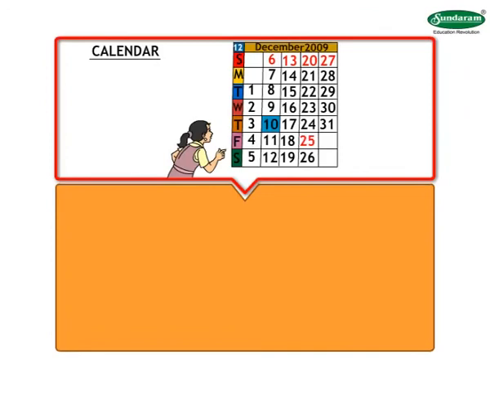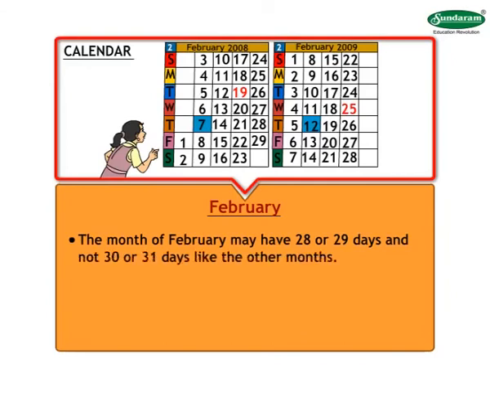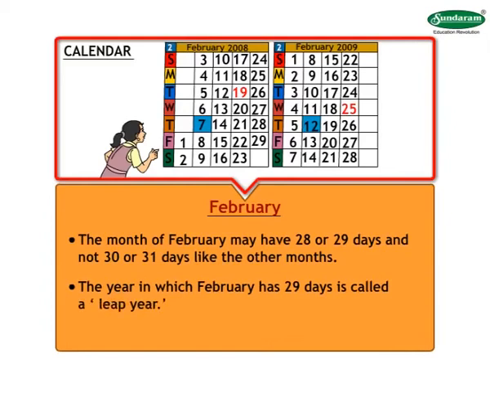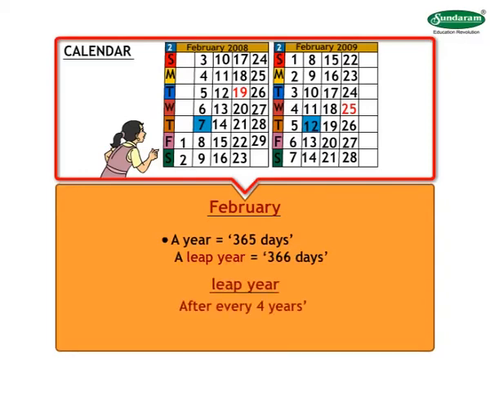Students, there is a very important thing to remember regarding the month of February. The month of February may have 28 or 29 days and not 30 or 31 days like the other months. The year in which February has 29 days is called a leap year. Thus, when normally a year has 365 days, a leap year has 366 days. A leap year comes after every 4 years.